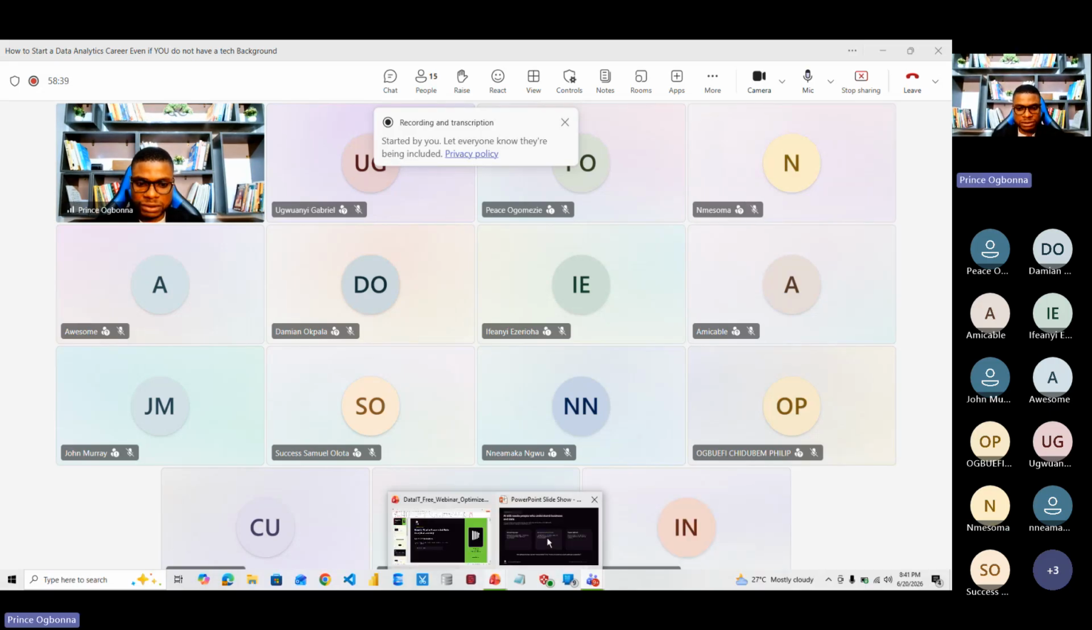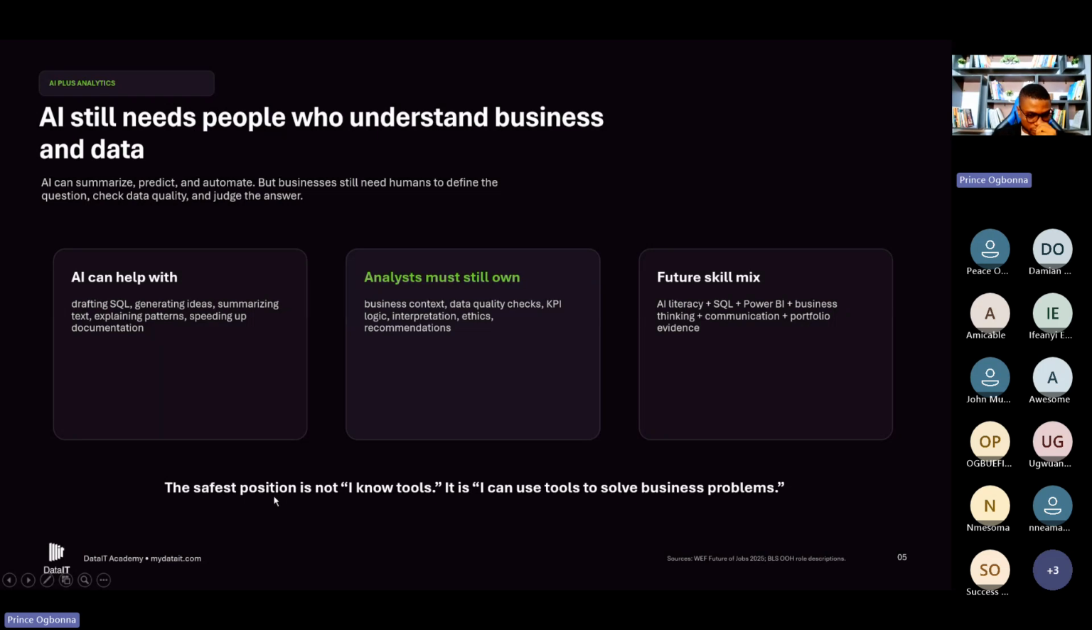All right, I'm going back to the presentation. So the bottom line here is the safest position is not 'I know tools.' Yes, it's good to say I know SQL, I know Power BI. It's good, right? But that is not a safe position because ChatGPT knows SQL, right? That is the truth, and it knows Power BI too. Now the safest position is 'I can use tools to solve business problems.' That means the tool that you know, that ChatGPT also knows, you can use to solve problems, leveraging the context that you understand and ChatGPT does not understand, right? So that is the safest position.